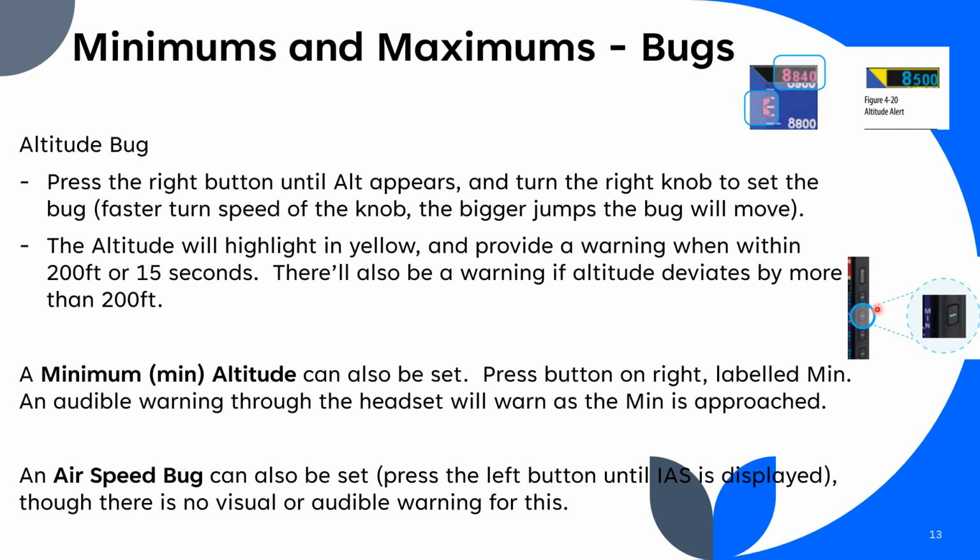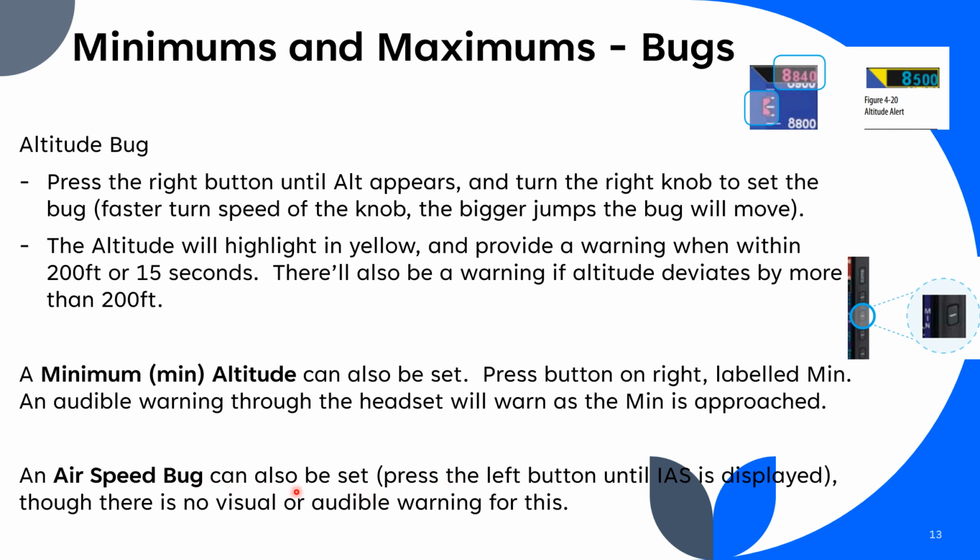You can also set, very usefully, a minimum altitude. Press the button on the right next to the word MIN, and this is how all these buttons work, and use the right knob to select the minimum altitude. Again, it will flash on the screen minimums and beep through the headset as a warning. This might be useful, for example, if you're cleared across Brize Norton at no lower than 2,000 feet.